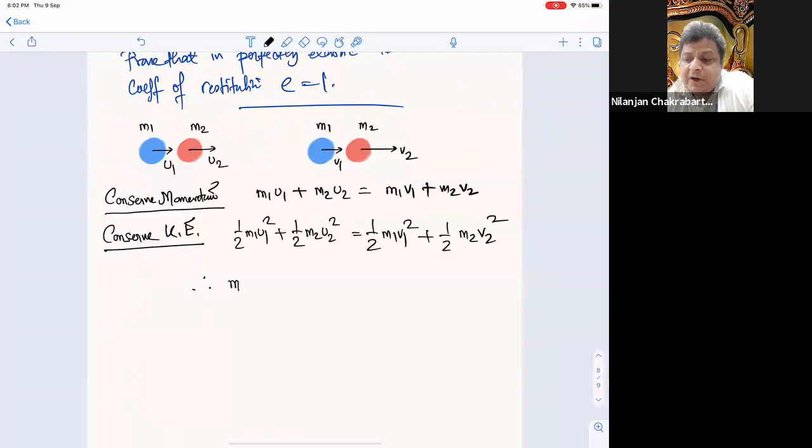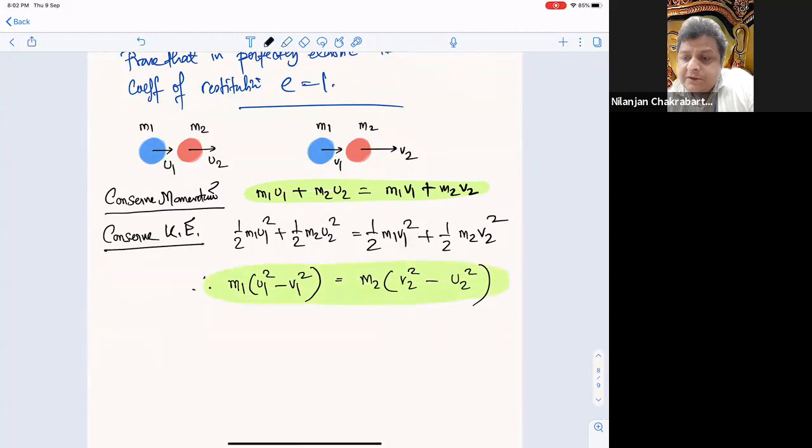So you have m1 times (u1 square minus v1 square) is equal to m2 times (v2 square minus u2 square). Now we'll combine these two equations. From the first equation, you also get m1 times (u1 minus v1) is equal to m2 times (v2 minus u2).